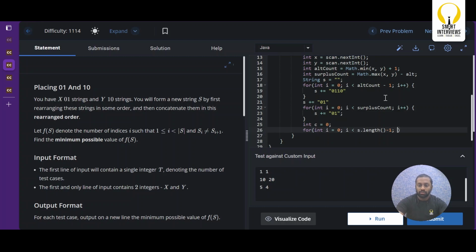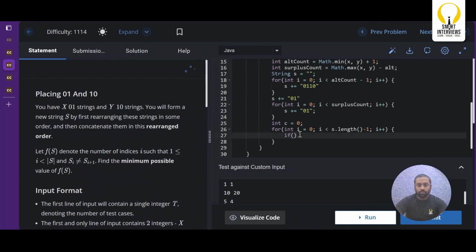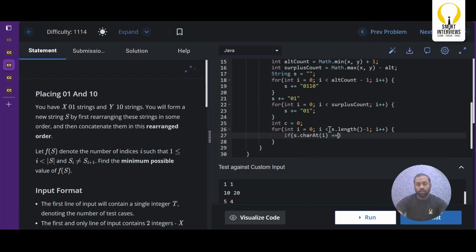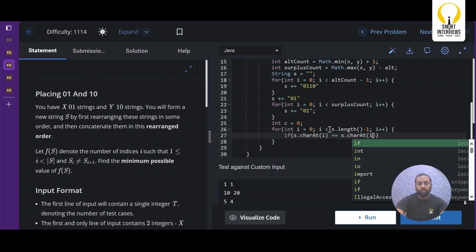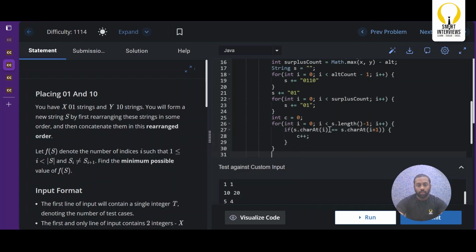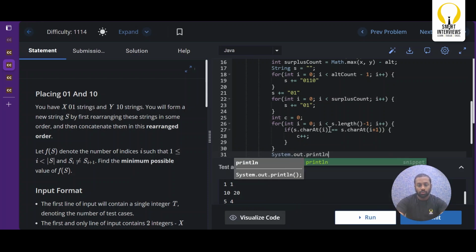In Java, length is a function for strings. For array, it is a field, you can say. So if, okay, just a minute. Yeah, if s dot charAt of i equal to s dot charAt of i plus 1, then c plus plus. And finally, I need to print the count of this.